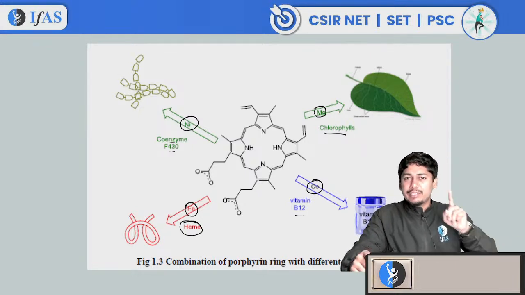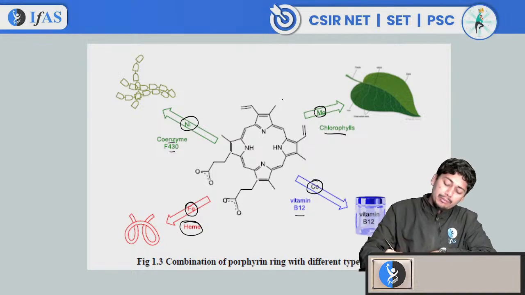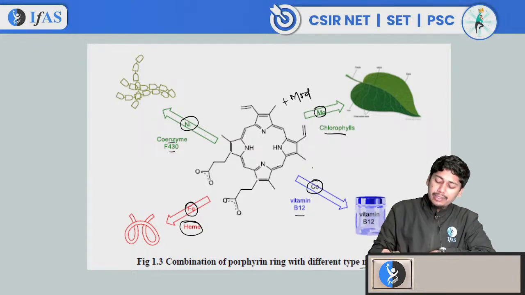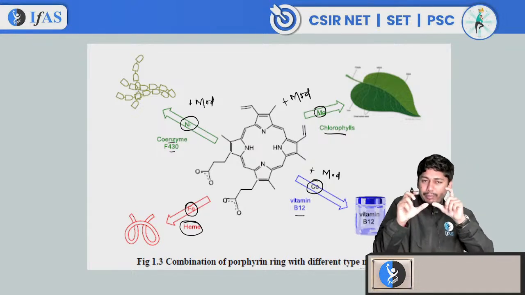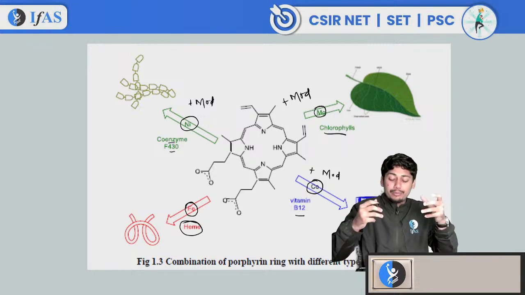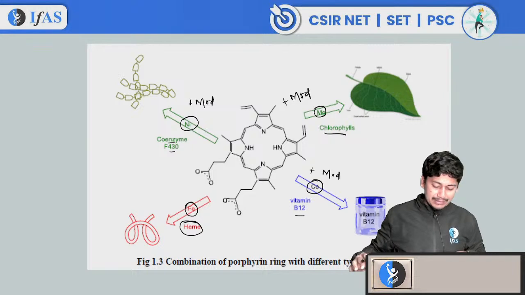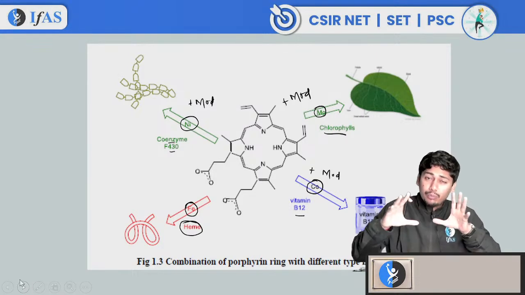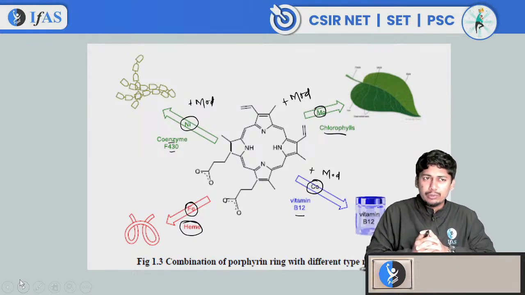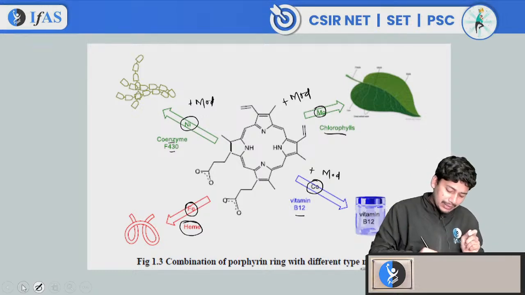But keep in mind that this porphyrin ring needs changes, it needs development or some kind of modification. It needs modification here, modification here as well, to make that metalloprotein, to make chlorophyll, to make vitamin B12, to make coenzyme F430. Hope you are getting my point. So now I think you are getting why it is very important. So let us keep moving.